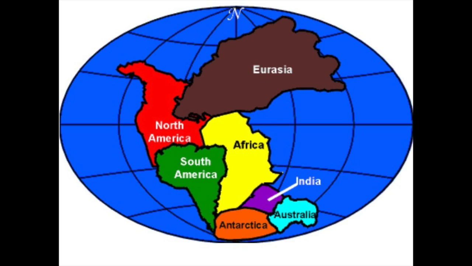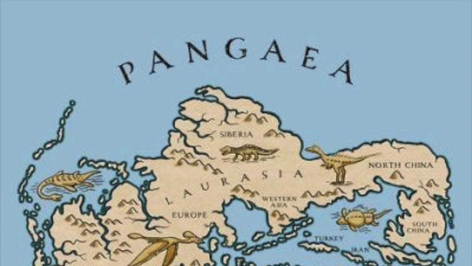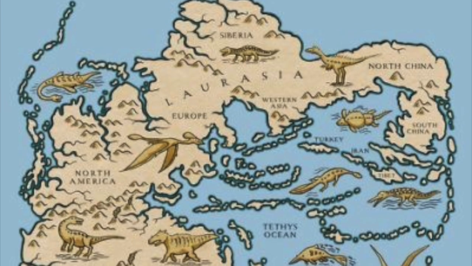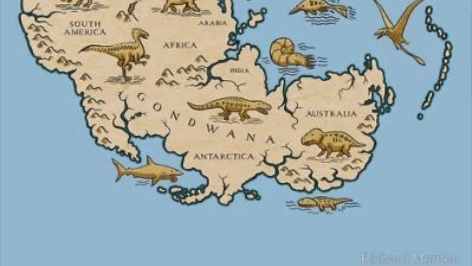Now, Pangaea is a hypothetical supercontinent that includes all of the current landmasses put together like pieces of a puzzle, and it is believed to have been in existence before the continents drifted apart during the Triassic and Jurassic periods, which is when the dinosaurs were roaming the Earth.